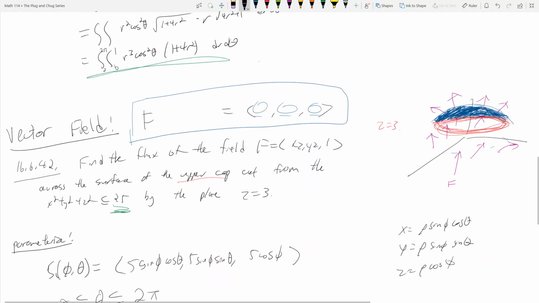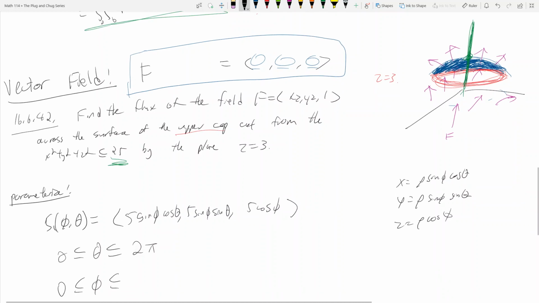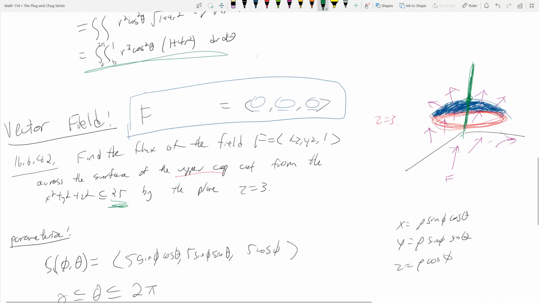Phi, on the other hand, is a little harder. Phi is the angle from the z-axis. So I need to find the upper bound of phi. The lower bound is obviously 0, because my region is defined on the z-axis right here. But what is the upper bound for phi? The upper bound for phi comes right here, where my cap gets cut off by the plane z equals 3.